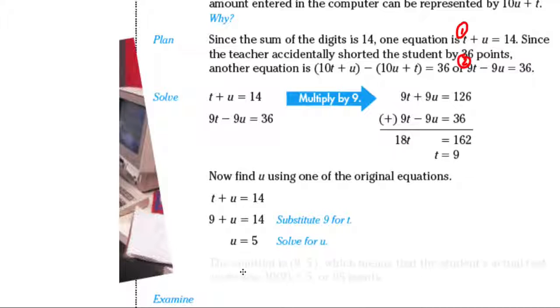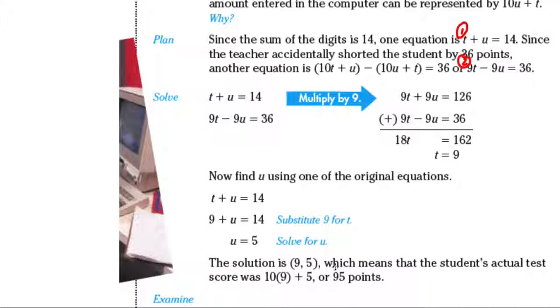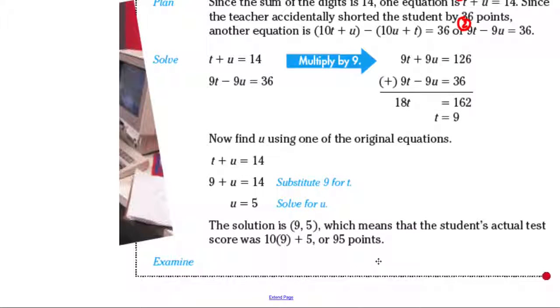Okay, so the solution is 9, 5, which means that the student's actual test was 10 times 9 plus 5 equals 95 points. So basically, Mr. Diaz accidentally put 59 instead of 95. So the sum of the digits, 9 plus 5 equals 14, and if we check it, 95 minus 59, the difference is also 36. Okay, and that's a good example of a digits problem.